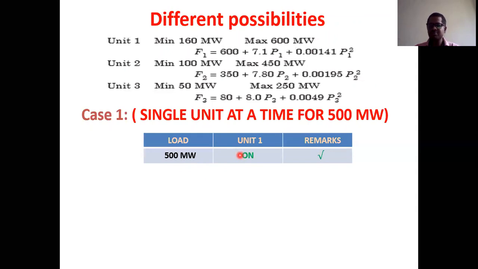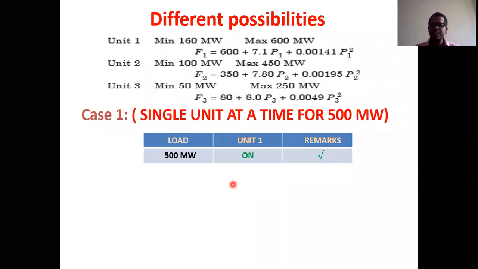Now tell me, when I put unit 1 in operation, can it meet the load or not? Yes, definitely, because when you are considering unit 1, the maximum power it can generate is 600 megawatts, but the load is only 500 megawatts. The load is less than the unit 1 maximum generation, so automatically unit 1 can meet the load. That's why in the remarks I am using a positive sign here.